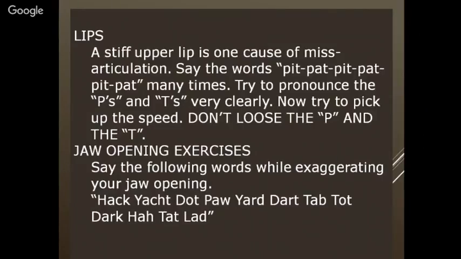Lips. Stiff upper lip is one of the causes of mispronunciation. So the exercise for this is pit, pat, pit, pat, pit, pat, pit, pat. Keep on repeating words that have pa or ba several times. Don't lose the ta. Pit, pat, pit, pat, so that we get the pa sound correctly.